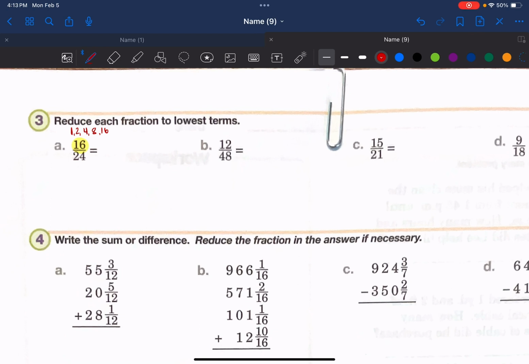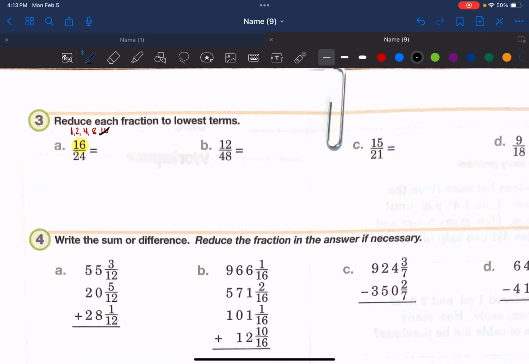Can 24 be divided by 16? That means if I skip count by 16s, will I say 24? Well, if you know what 16 plus 16 is, or 16 times 2, it's 32. So we would skip over 24. So that means I need to cross out 16 because I cannot divide 24 by 16. I can divide the top number by it, but not 24. Then I go to 8.